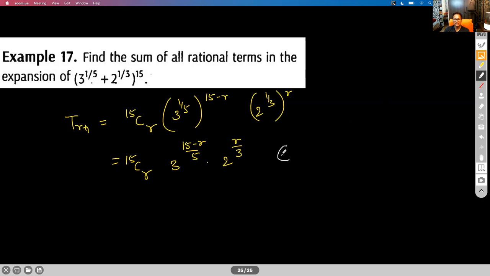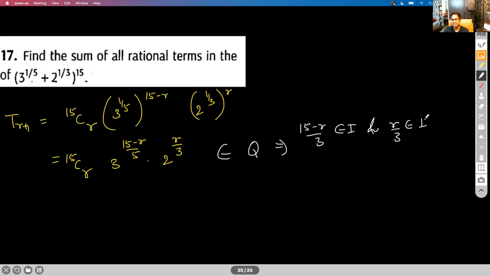Now, again, if you want this term to be rational, you must ensure that (15−R)/5 is an integer and so should be R/3. So both of these must be integers. And your R can only go from 0 to 15 because your highest power is 15. So between 0 and 15, how many whole numbers meet this criteria that (15−R)/5 is an integer and R/3 is an integer? First we'll focus on which values make R/3 an integer: 0, 3, 6, 9, 12, 15.